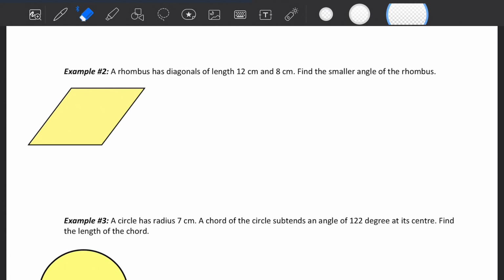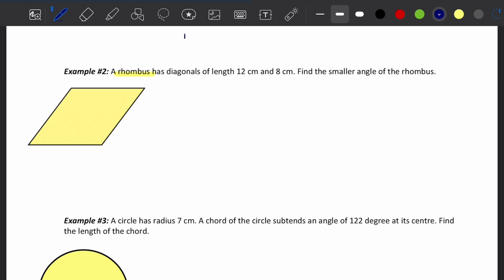Okay, so let's try some questions now. So here we have example number 2. With example number 2, we have to deal with the rhombus. Before starting the question, let's talk about the rhombus a little bit. In order to have a rhombus shape, the shape needs to satisfy four characteristics.